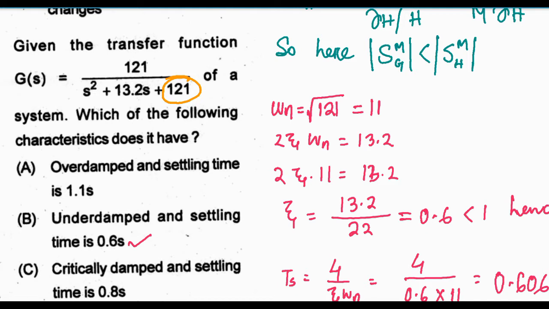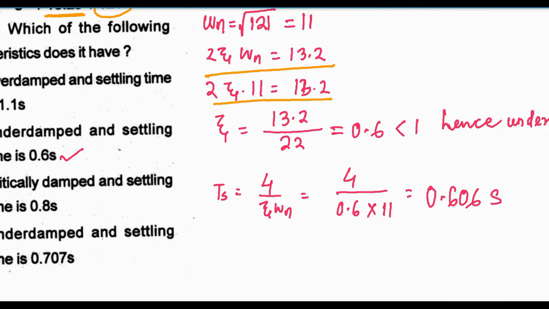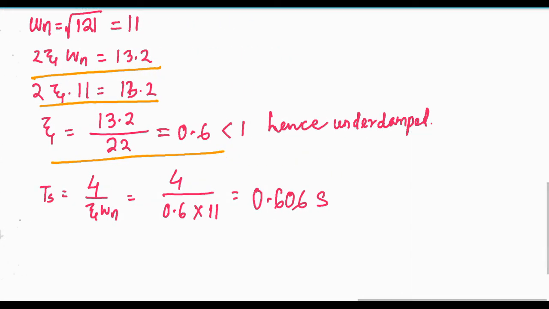Then 2 zeta omega n S, this one is 2 zeta omega n S. So 2 zeta omega n is equal to 13.2. 2 into 11 into zeta is equal to 13.2, and zeta will be equal to 13.2 by 2 into 11, that is 22. Here we get zeta to be 0.6, which is smaller than 1 and greater than 0. Hence this is an underdamped system.